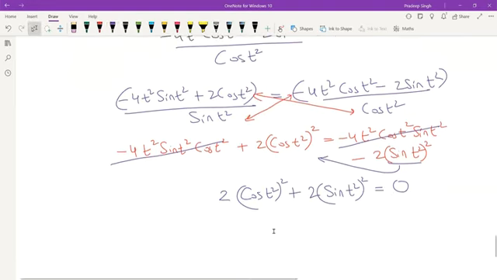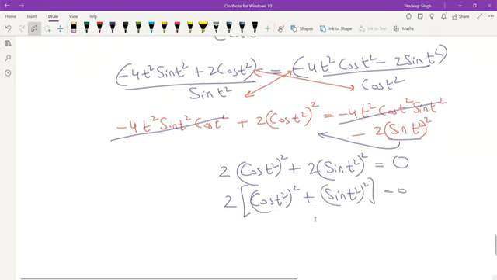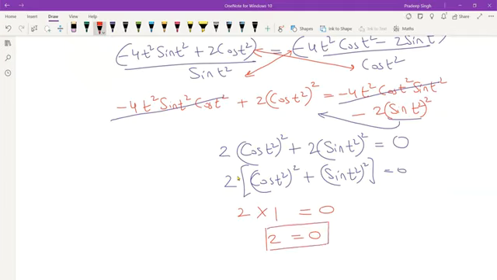Now on the left hand side, let us take 2 as common. And in the bracket, we'll get cos t squared squared plus sine t squared squared. And on the right hand side, we have a 0. Now we use the basic trigonometric identity that sine squared theta plus cos squared theta is actually 1. So on the left hand side, we'll get 2 into 1 equals 0, which is 2 is equal to 0. Hence, we are able to get an expression which is absolutely absurd.